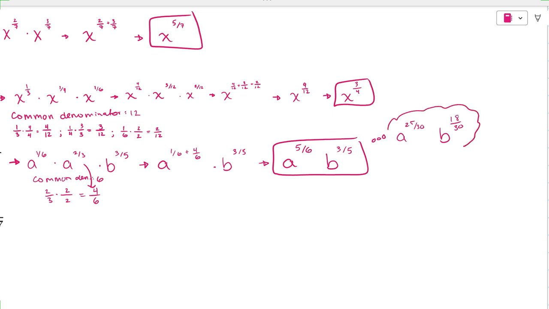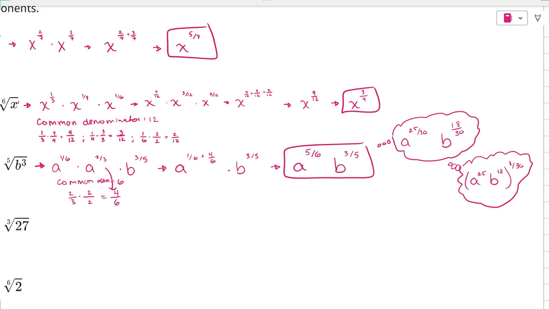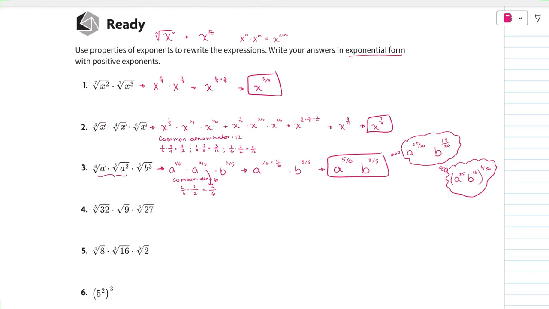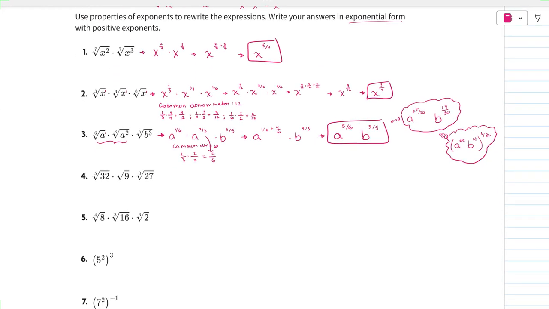Now, the reason why this would be helpful is this can then become a to the 25th, b to the 18th, and I can actually raise that to the 1 over 30. So I could write them in exponential form this way. That way, if I wanted to turn that back into a radical, they'd be under the same radical symbol. Not really needed, but I wanted to add that extra tidbit. All right, let's look at our next one.